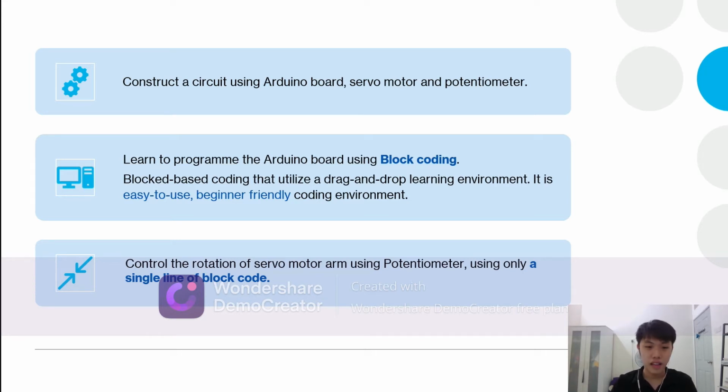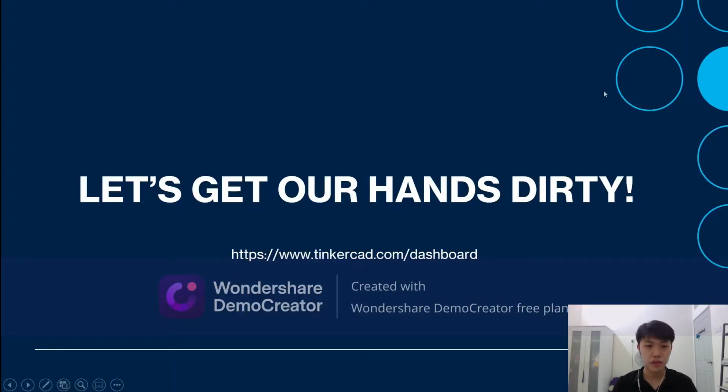Okay, and last but not least, we will learn to control the rotation of servo motor arm using potentiometer, and kita hanya perlukan satu line je block code. So okay, this is basically what we will be achieving today. Okay, so without further ado, let's get our hands dirty. Click the link below and we will head to the Tinkercad website.